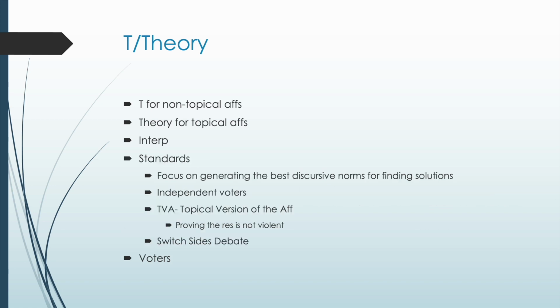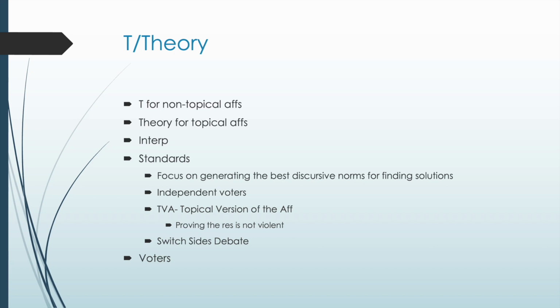When it comes to standards, you want to focus on generating the best discursive norms for finding solutions. So your standards should be focused on taking out pre-fiat offense of the K Aff. Things like clash are really persuasive when responding to K Affs, because if we don't have clash, we can't produce positive, iterative advocacy building. So it just becomes a monologue instead of a dialogue, and that's less effective for finding solutions. So clash is really persuasive when it comes to shaping discursive norms on the standard level of your T theory debate.